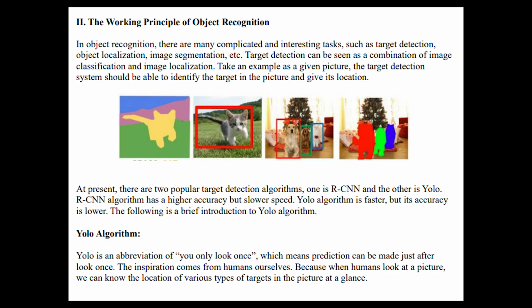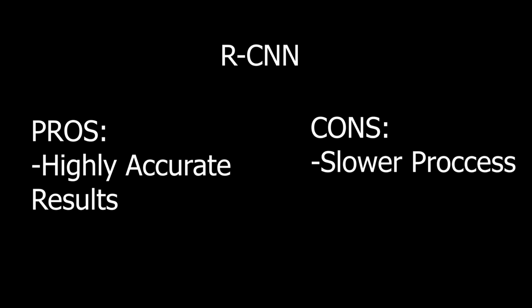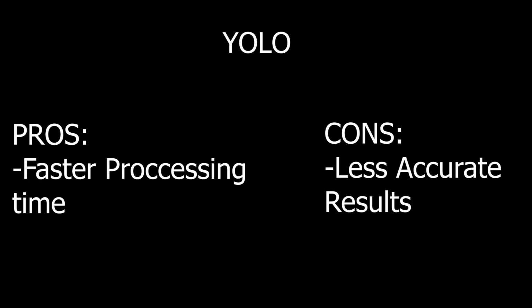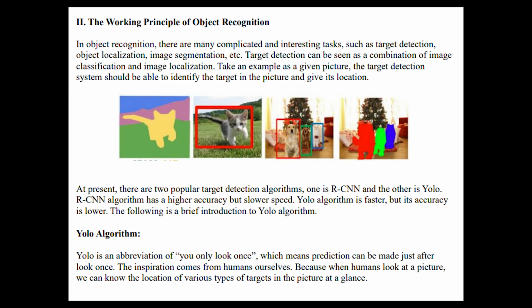At present, there are 2 popular target detection algorithms. One is R-CNN and the other is YOLO. The R-CNN algorithm has higher accuracy but lower speed. The YOLO algorithm is faster, but its accuracy is lower. The following is a brief introduction to the YOLO algorithm. YOLO is an abbreviation of You Only Look Once, which means a prediction can be made just after looking once.